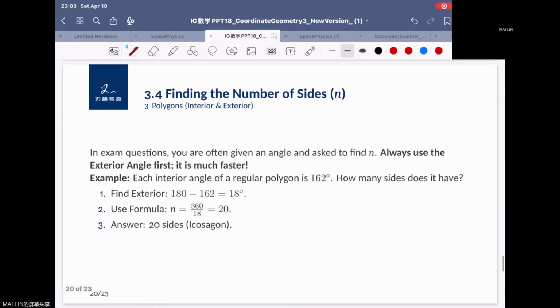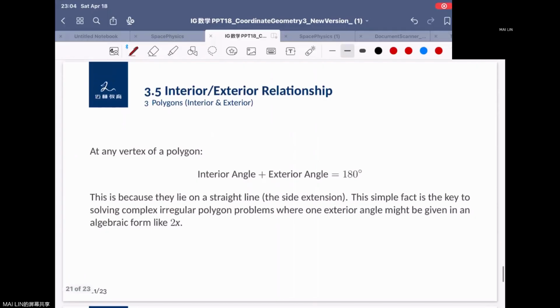And if you want to find the number of sides, that is also a very interesting problem. For example, each interior angle of a regular polygon equals 162 degrees, okay? Using the formula, 180 degrees minus 162 degrees equals 18 degrees. Then 360 degrees over 18 equals 20. So now we have 20 sides of the polygon, okay? That is how we can find the number of sides.